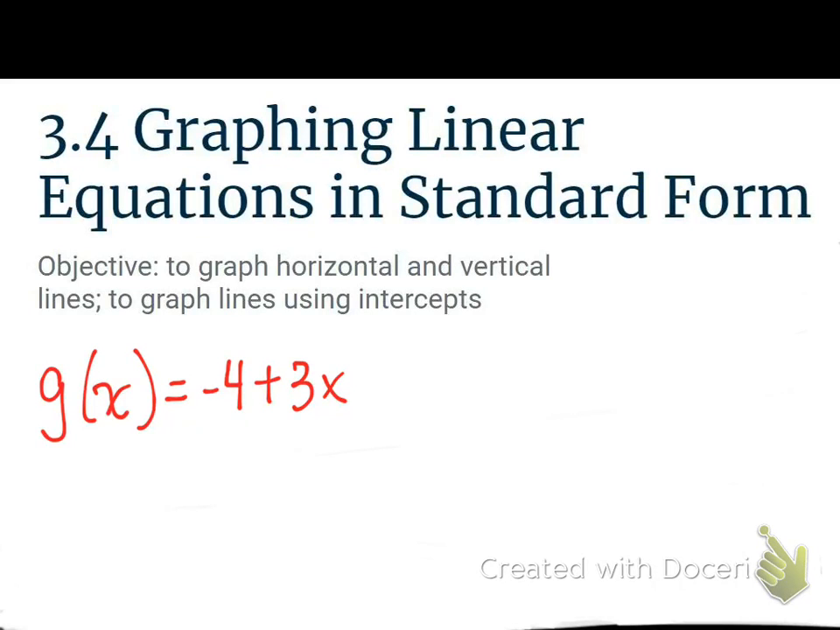Today we are doing section 3.4, graphing linear equations in standard form. We are going to talk about horizontal and vertical lines and how to graph using intercepts. But first, let's talk about how we graphed yesterday. Our warm-up is to graph the function g of x equals -4 plus 3x. This is what we did at the very end of notes yesterday.